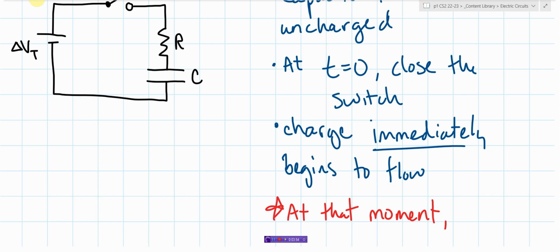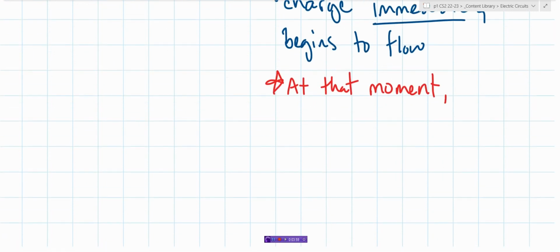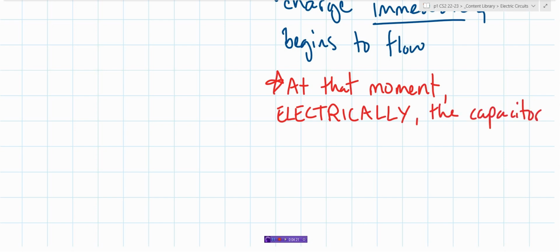And we can do math pretending that there's no capacitor at all. At that moment, electrically, the capacitor doesn't even exist. Electrically, I sure hope that's a word. The capacitor doesn't exist. And if electrically the capacitor doesn't exist at that very moment, I'm going to have an initial current.